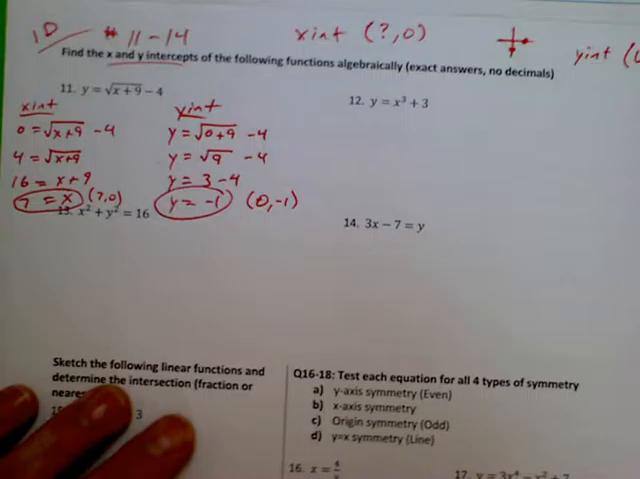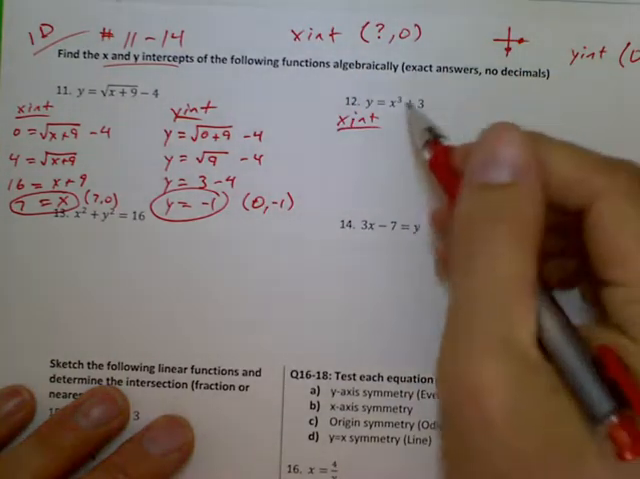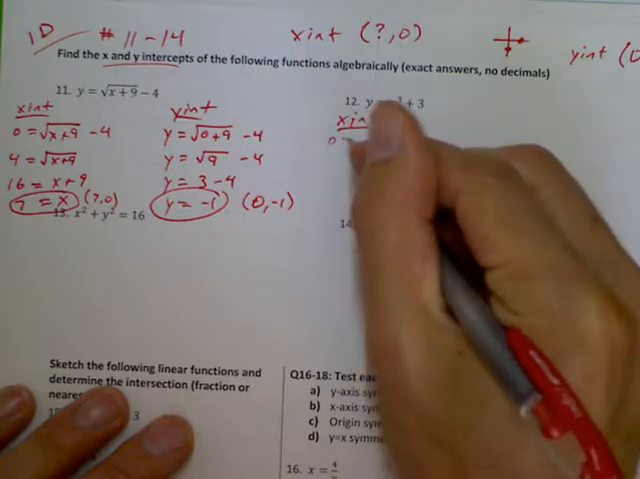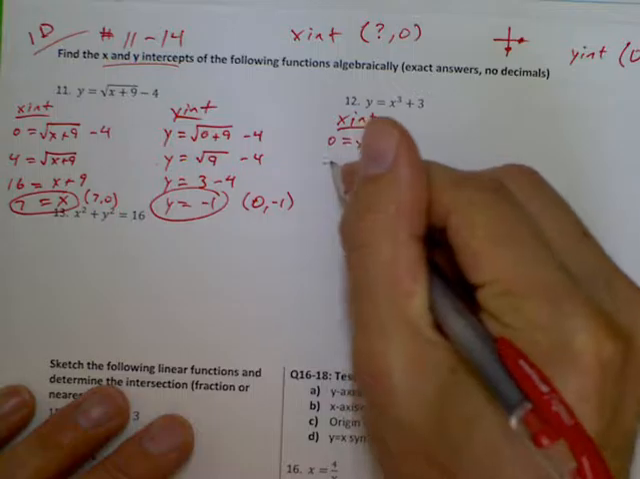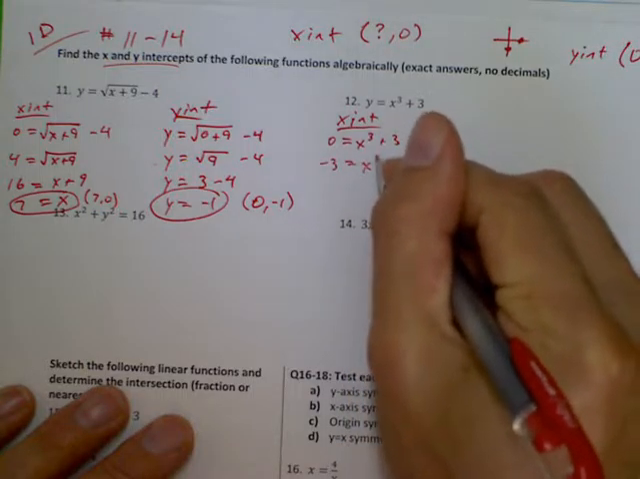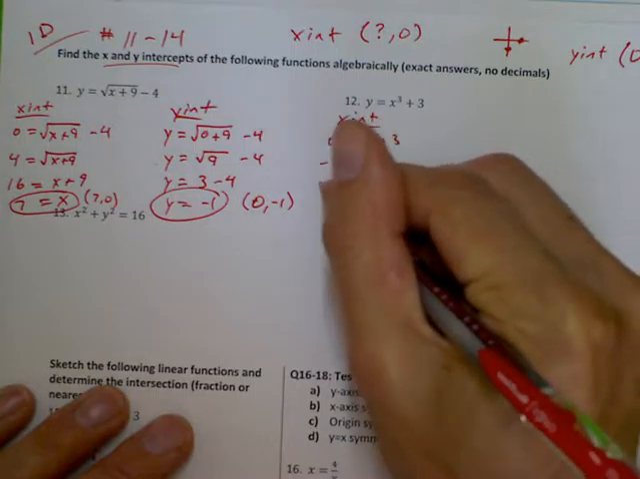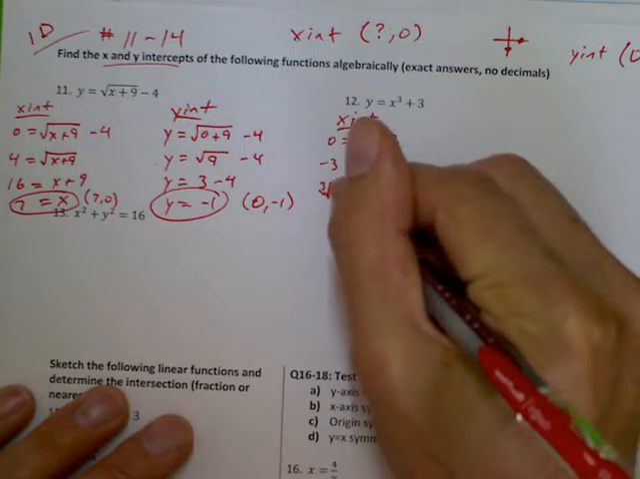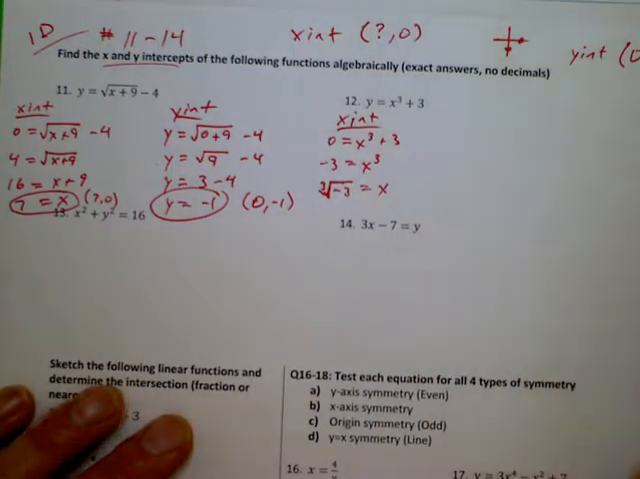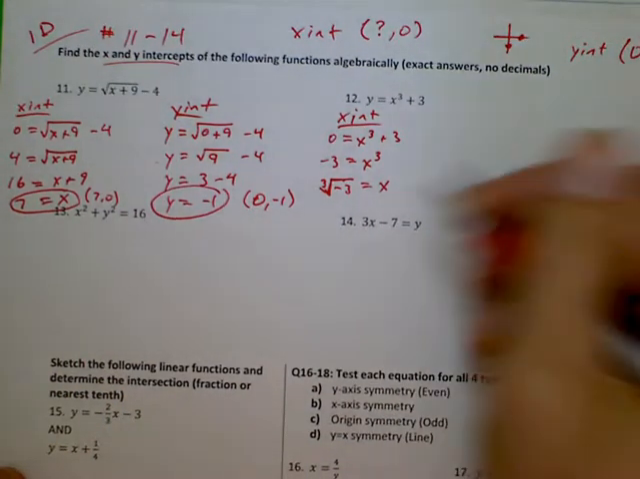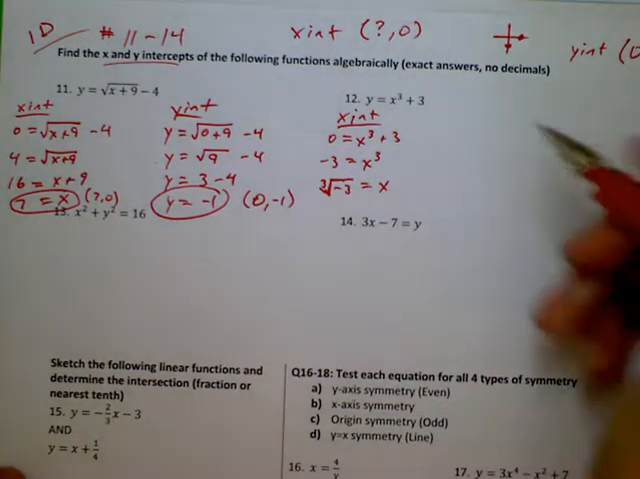Number 12. X-intercept. I'm going to plug in a 0 for y. 0 equals x cubed plus 3. Then I'm going to subtract 3, and I get negative 3 equals x cubed. And the inverse of cubing something is the cube root. So I get the cube root, which is a square root with a little 3 out there, of negative 3 equals x. Again, I don't have to do a plus or minus because this is an odd power.